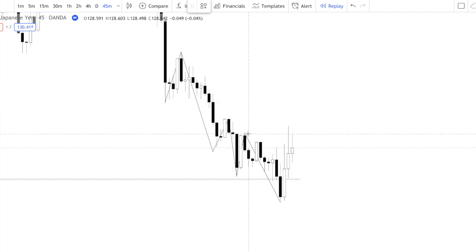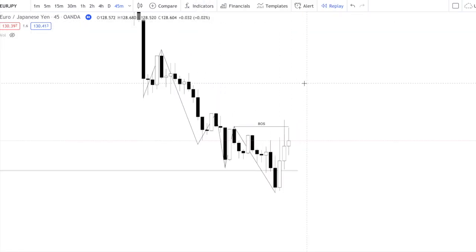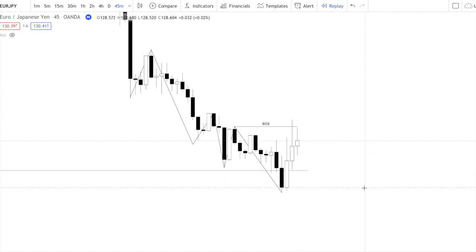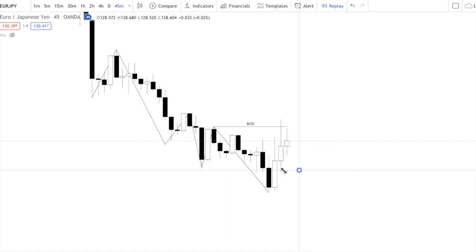So we had an order block into our point of interest, and then we got our break of structure. Break of structure is for when we're turning around. Cool, so once we break structure, then we can put 50% on our order block.